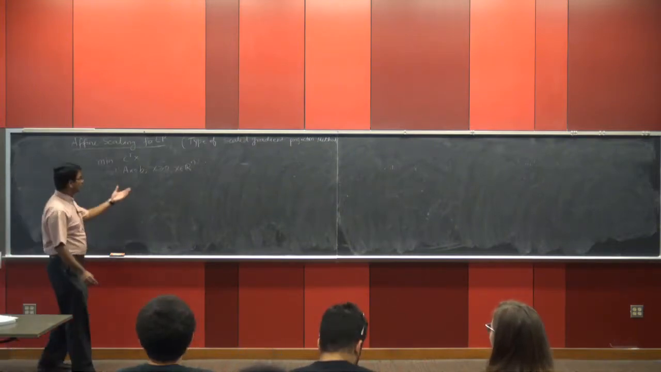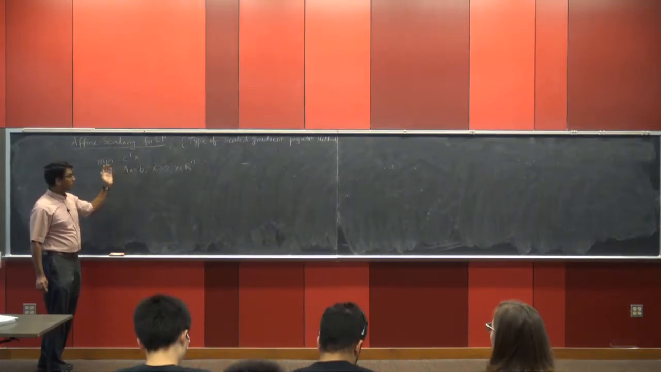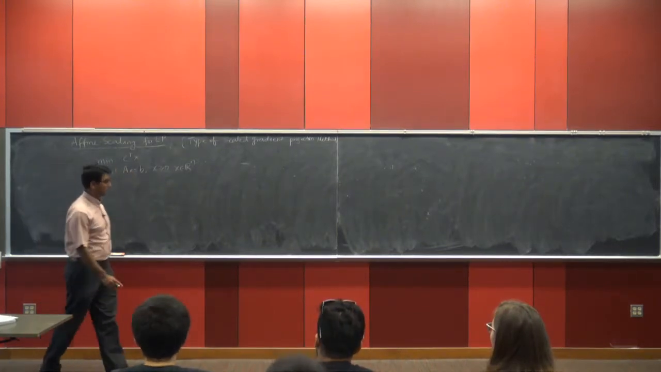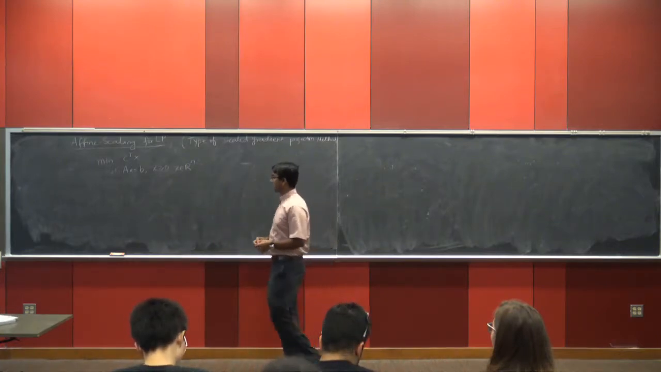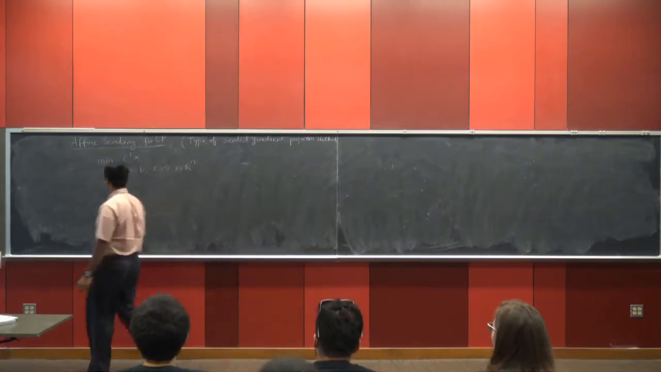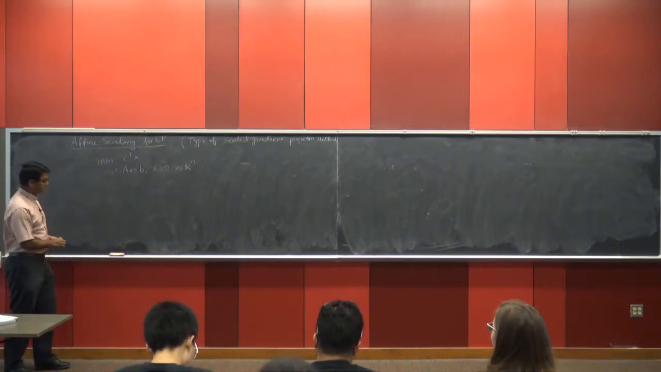And by the way, this is a general form of linear programming problem. Most linear programming problems can be cast in this particular fashion by either introducing more variables or reducing certain numbers of variables and so on. So you can always cast a linear programming problem in this fashion.